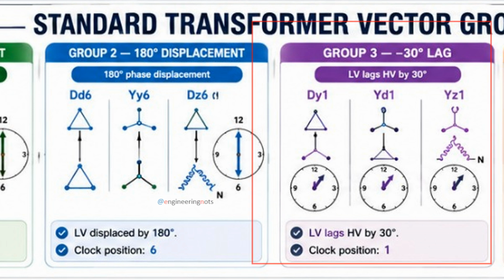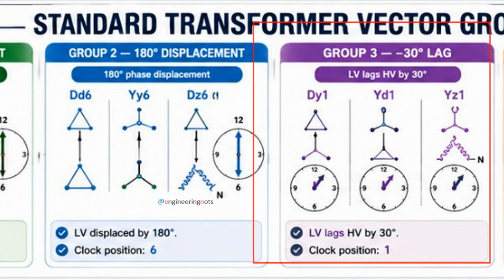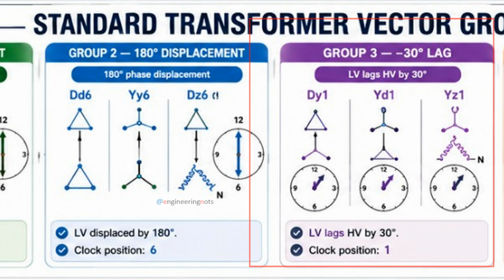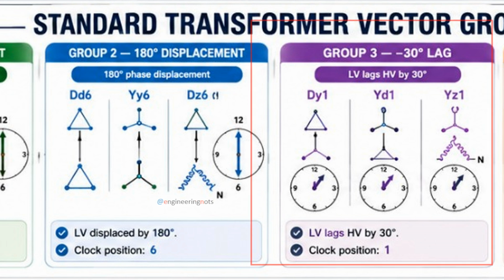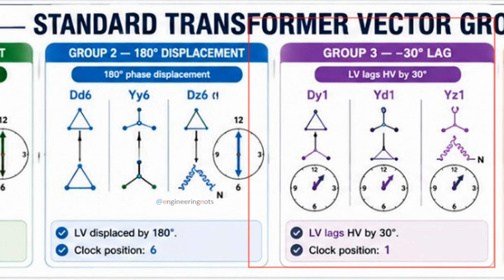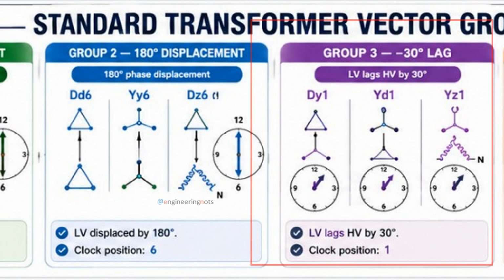Understanding the difference between lagging and leading is essential when transformers operate in parallel. Two transformers with different vector groups cannot simply be connected together. Doing so may produce very large circulating currents.